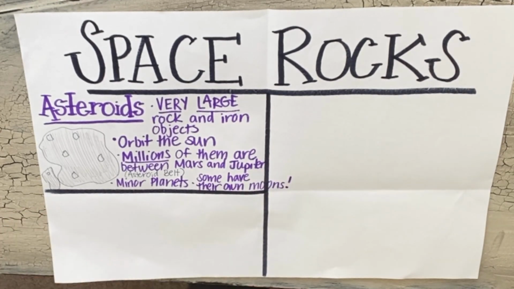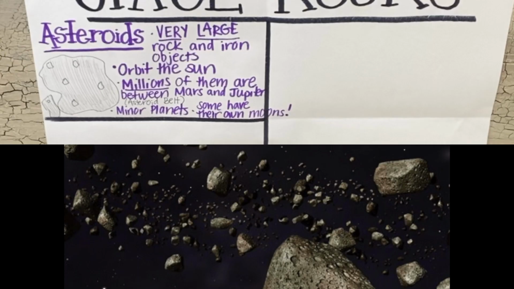Here is all of our information about the asteroids. So they are very large, rock and iron objects that orbit the sun, and we have millions of them in our asteroid belt. That's between our inner and outer planets. And these are sometimes called minor planets. Some of them even have their own moons.